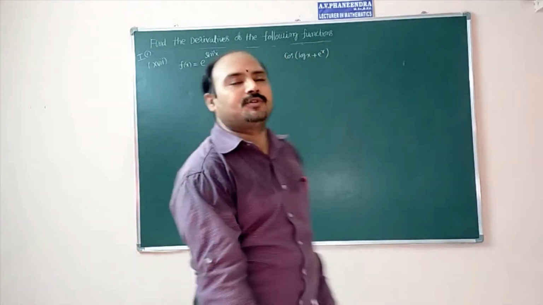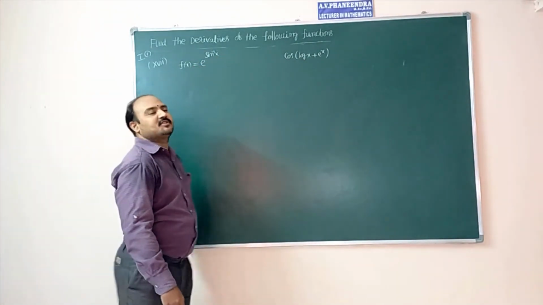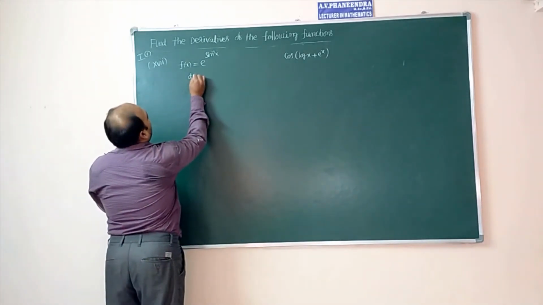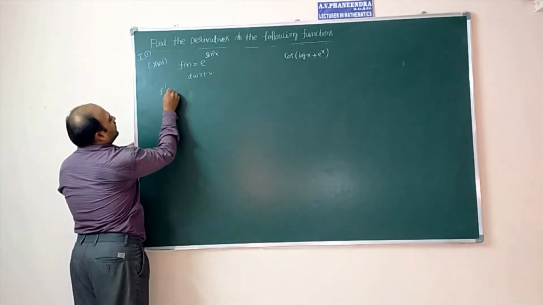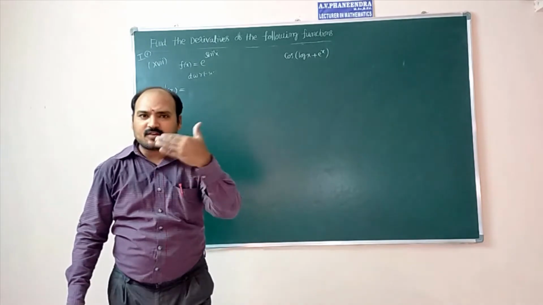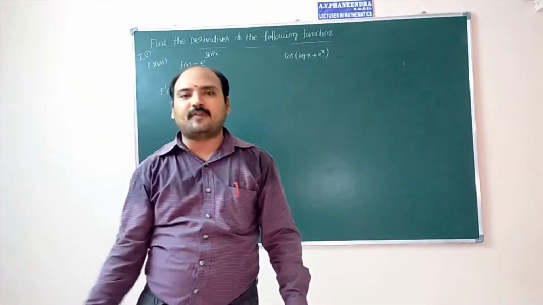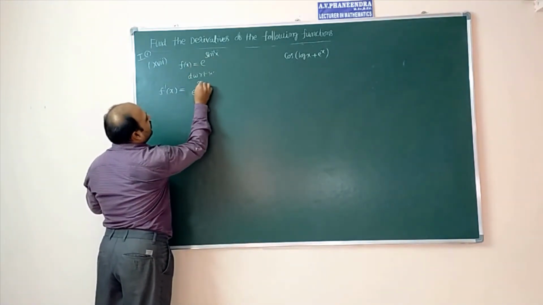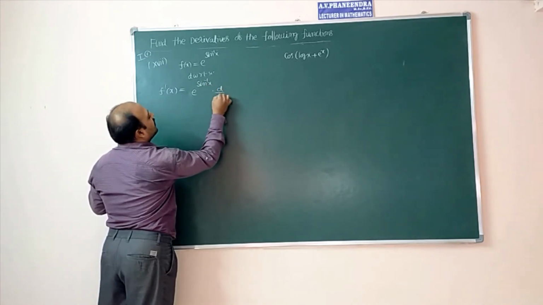The next question. f(x) equal to e^(sin⁻¹ x), then find dy/dx. Differentiate with respect to x. f(x) derivative is f′(x). It is in the form of e^(f(x)). d/dx of e^(f(x)) is e^(f(x)) into f′(x). So d/dx of e^(sin⁻¹ x) is e^(sin⁻¹ x) into d/dx of sin⁻¹ x.